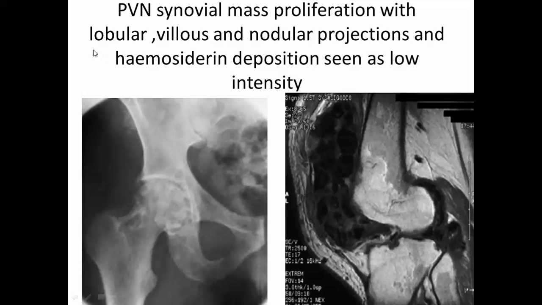It's formed, as we said, from lobular, villous, or nodular projections with hemosiderin deposition, thus resulting in low intensity in the MRI, as seen here. Multiple nodules, villous projections, and nodular projections from the synovium. These are causes of non-infectious proliferative synovial diseases.